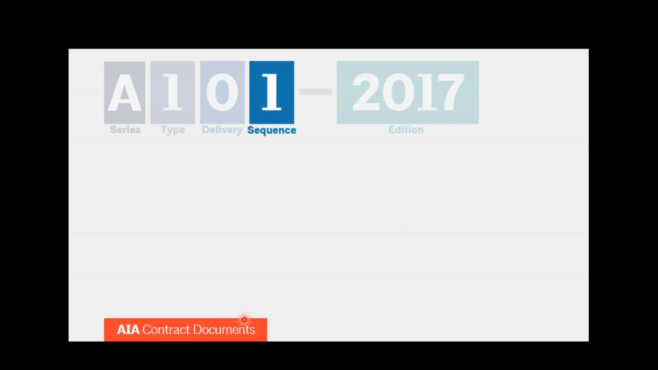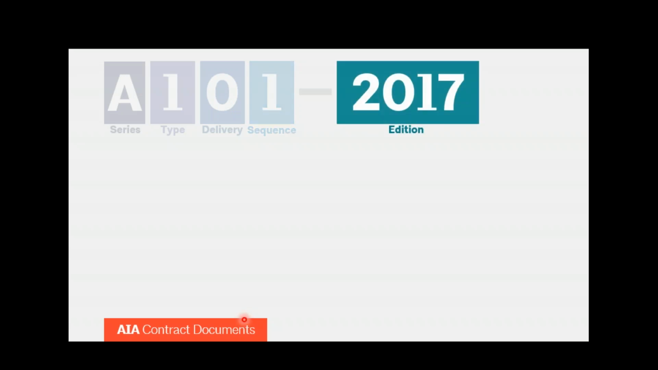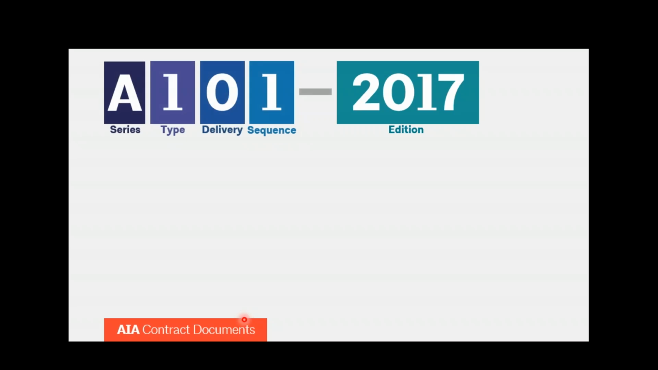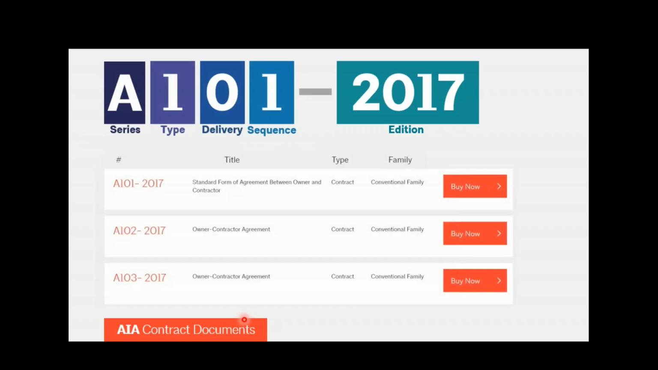From there, you may have a sequence that'll increase if you have multiple documents with the same series type and delivery model. And then the year here is also going to be the edition. As I referenced earlier, these documents are often revised and they can be republished every 10 years or so if necessary. So you may see some updated editions. So that should give you some good context about where these numbers actually came from. So you may recognize them a little more now when you're scrolling through the documents that are available.